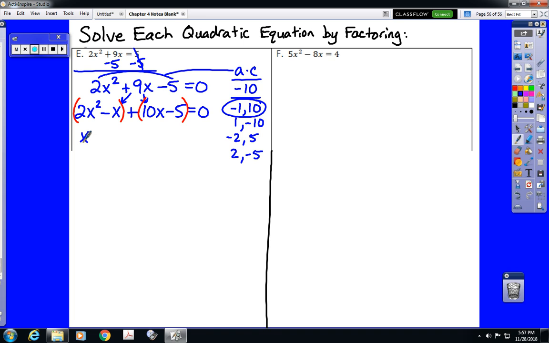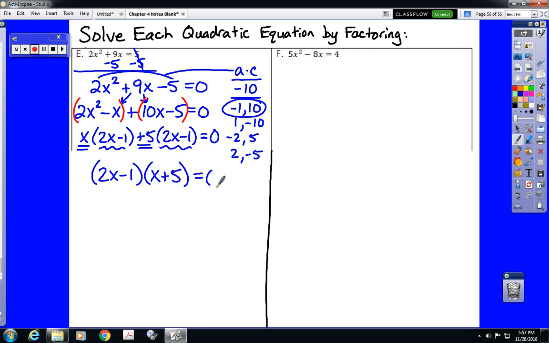So here we can take out an x, which would leave 2x minus 1. And here we can take out a 5, which would leave 2x minus 1. Factor out 2x minus 1 next. And your other factor would be x plus 5. Then, since we still have to solve, we apply the zero product property, which says 2x minus 1 equals 0, or x plus 5 equals 0, and then we will go in and solve these two equations.